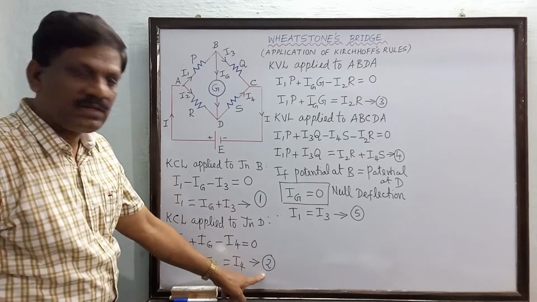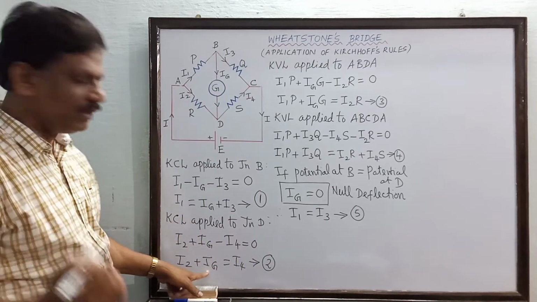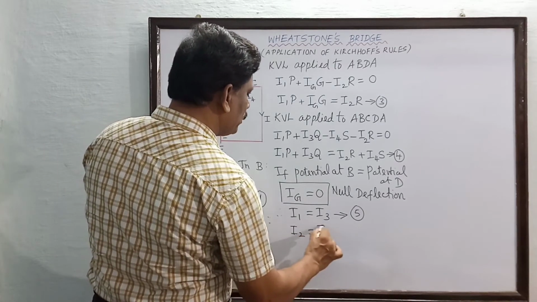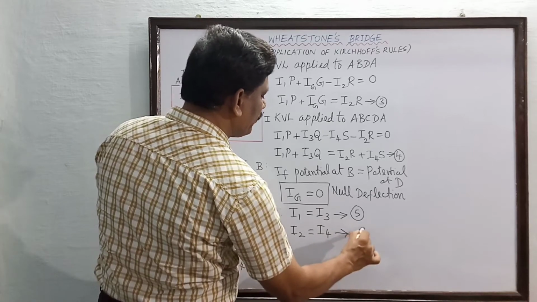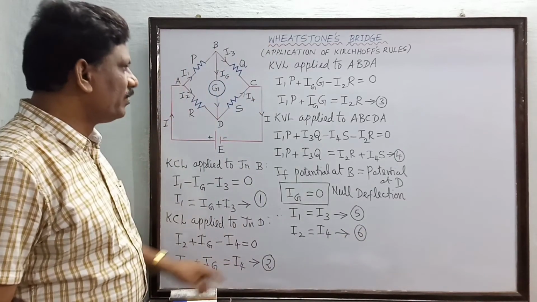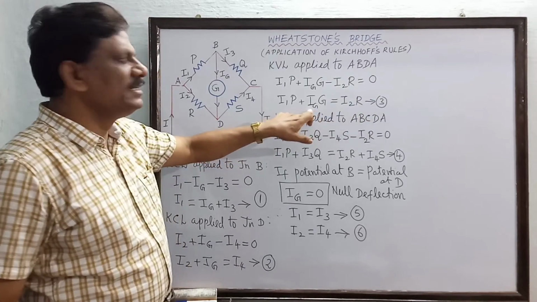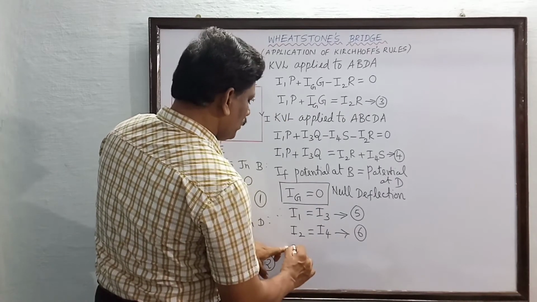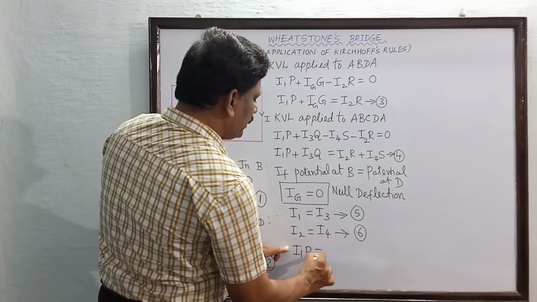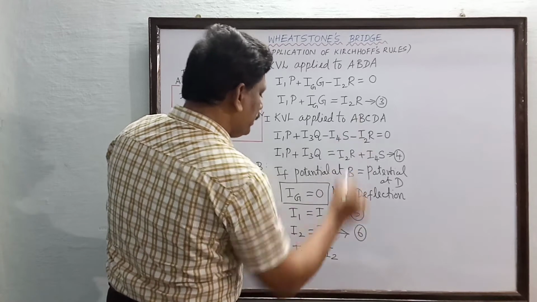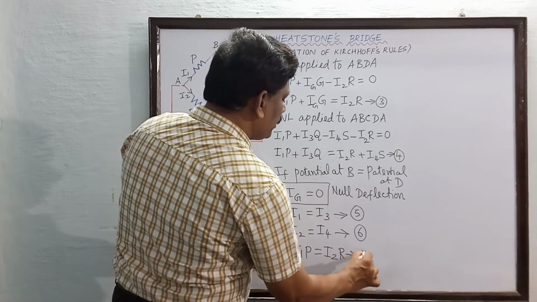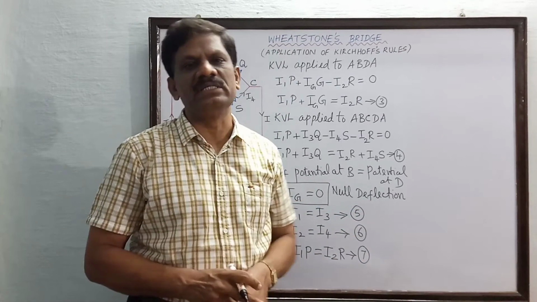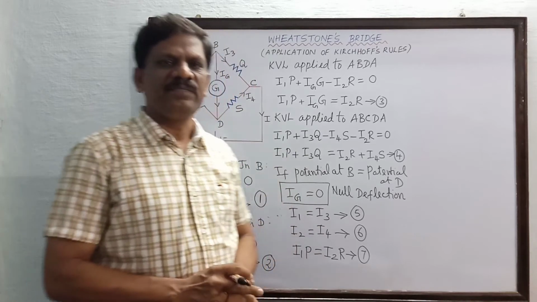Similarly, in equation 2 also, if you substitute Ig equal to 0, then I2 is equal to I4. So I2 is also equal to I4. This is equation number 6. Then in equation 3, Ig is equal to 0. Therefore, I1P is equal to I2R. So, I1 into P is equal to I2 into R. This is equation number 7. So, 5, 6, 7 is one set of equations. Okay, students?